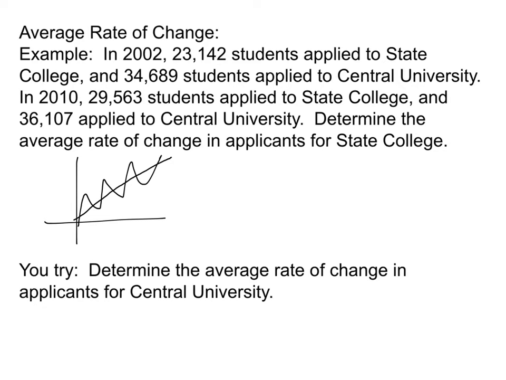So we just need to look at the State College numbers specifically. State College are those numbers and these numbers. Okay, so if we just think again, rate of change, even if it's average rate of change, it's just how did the Y values change? How does that second, which would be the number of students who have applied, change compared to the number of years?